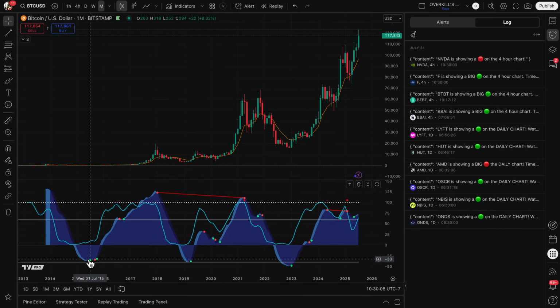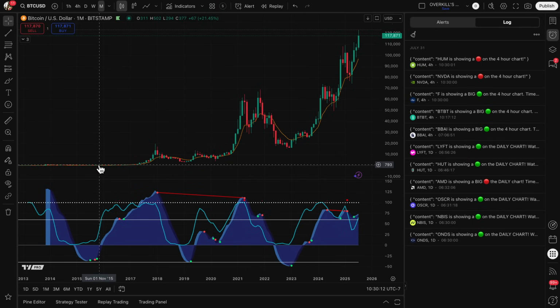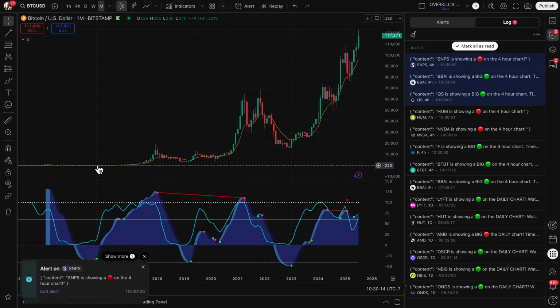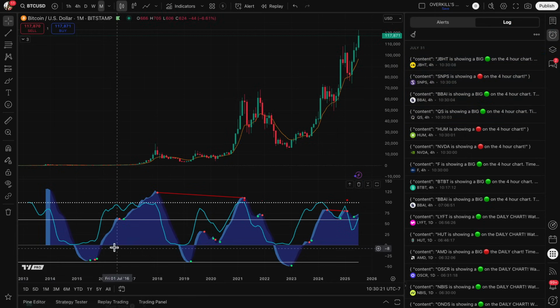Okay, the best time to buy was back here 10 years ago in 2015. Okay, that was October of 2015. Bitcoin's price was $200. I bet you guys would have wished you knew about Bitcoin back then. I didn't even know about Bitcoin back in 2015. I first heard about Bitcoin right here in 2017.